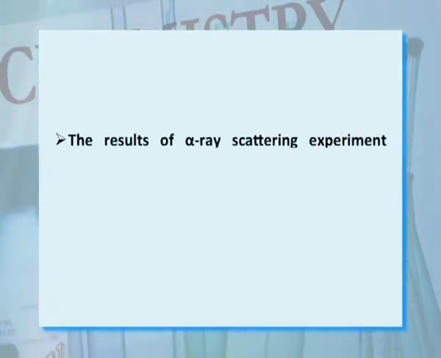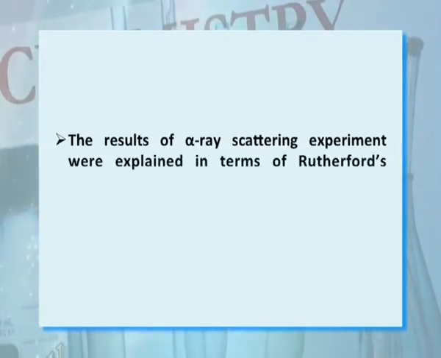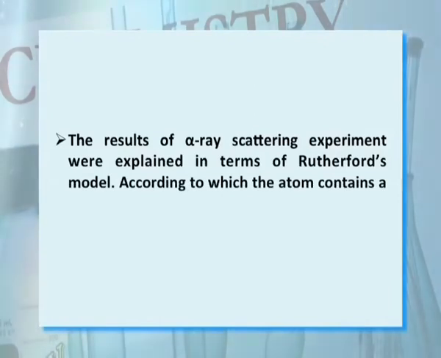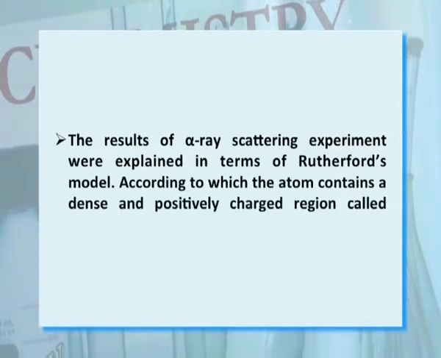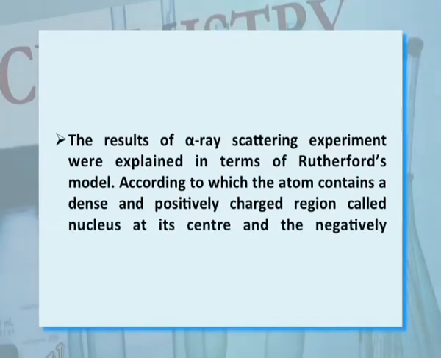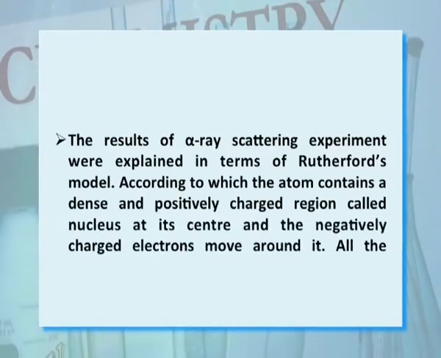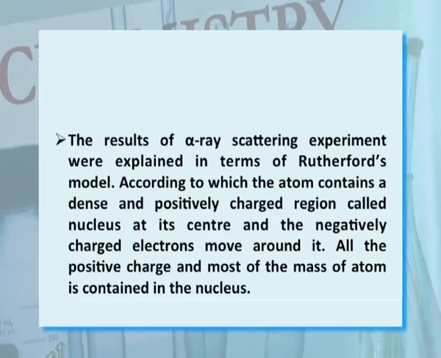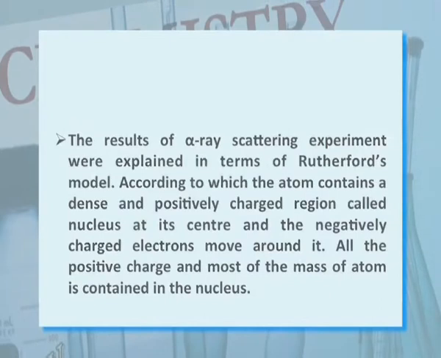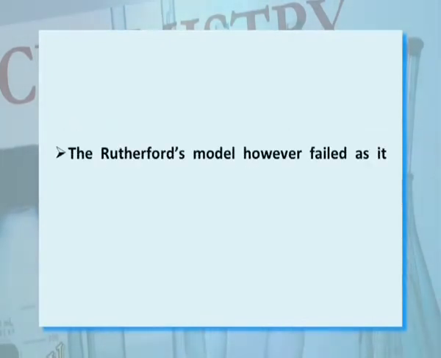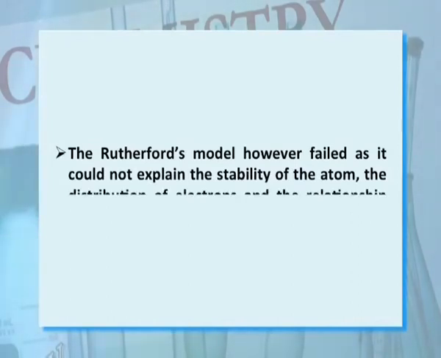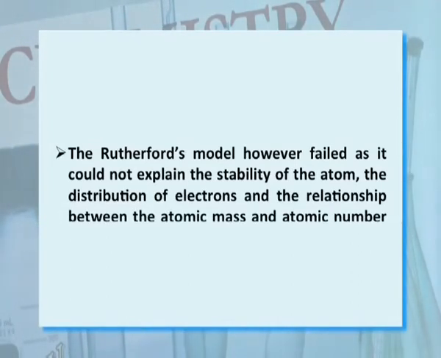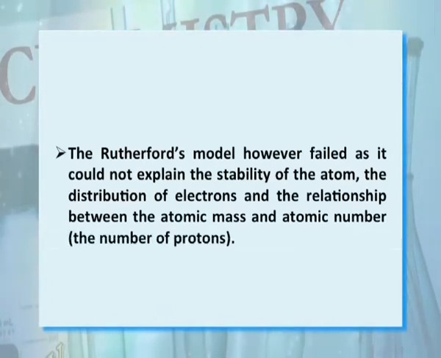The results of the alpha ray scattering experiment were explained in terms of the Rutherford model, according to which the atom contains a dense and positively charged region called the nucleus at its center, and negatively charged electrons move around it. All the positive charge and most of the mass of the atom is contained in the nucleus. The Rutherford model, however, failed as it could not explain the stability of the atom, the distribution of electrons, and the relationship between the atomic mass and atomic number, the number of protons.